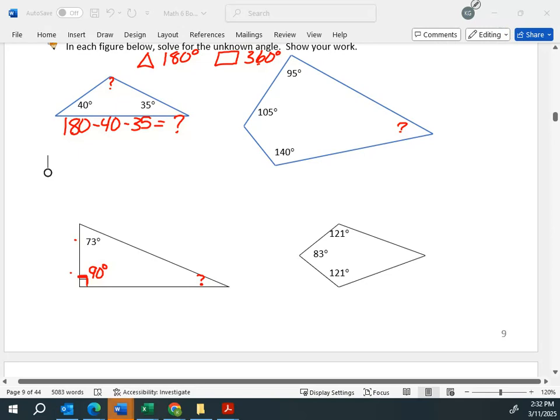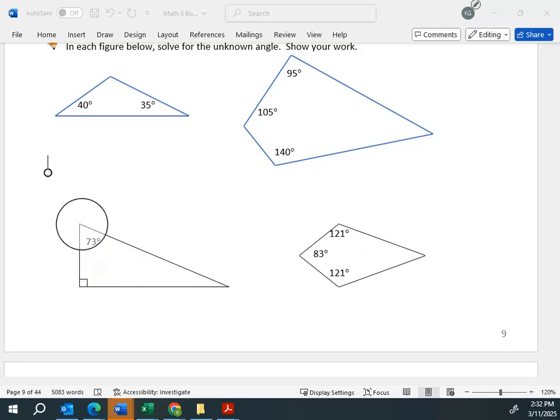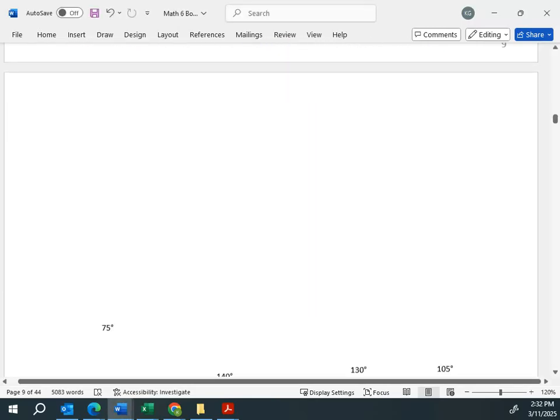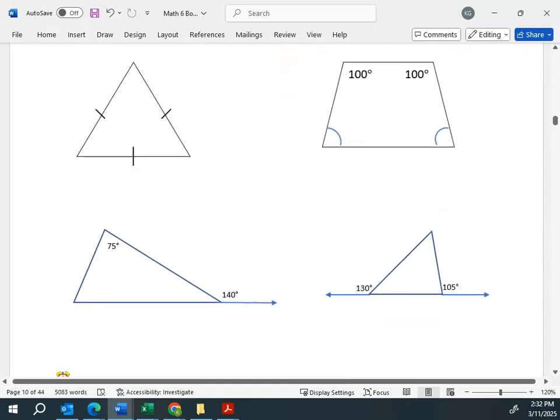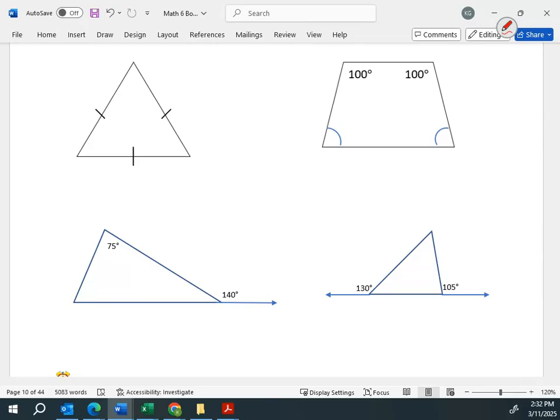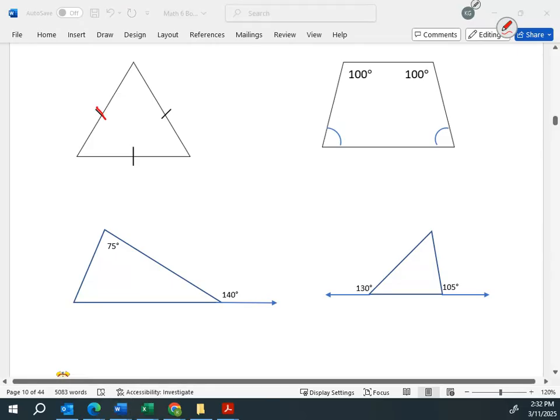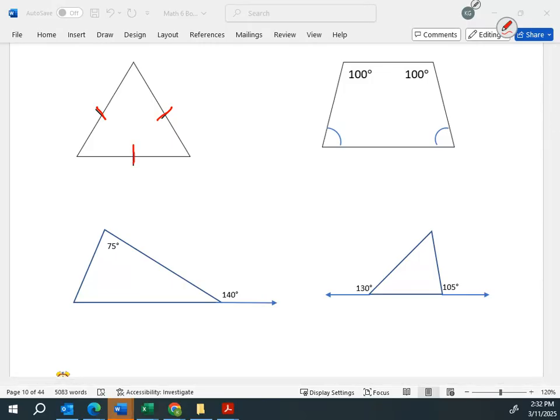our question mark. Let's take a quick peek at our second page of our homework. And we're going to see some more things that we need to go back and think about what we know from other things. So I look at my first triangle and I see there's one hash mark, one hash mark, one hash mark. Remember, those hash marks are telling you that those sides are all equal.